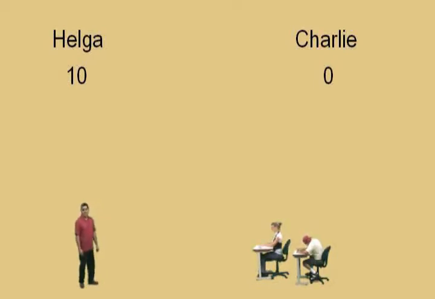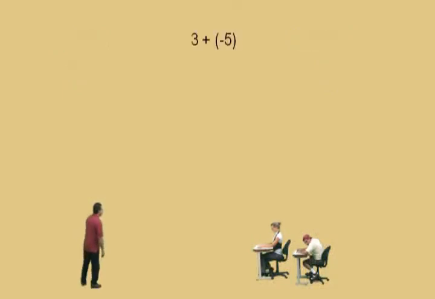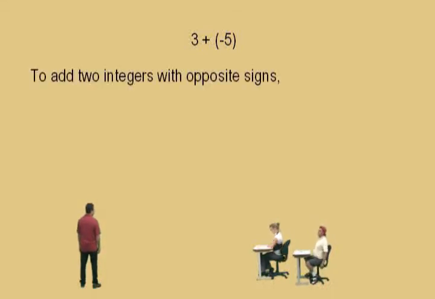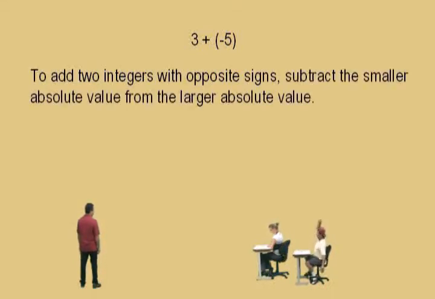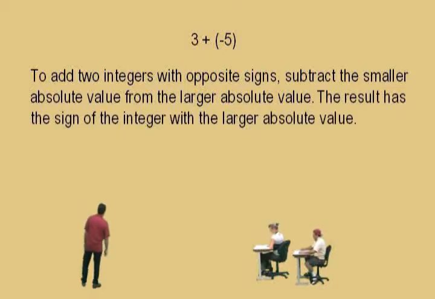Okay, second question. Here we go. Helga, you have the honors since you're in the lead. Here we have the sum of 3 and a negative 5. Go ahead and explain your approach, Helga. Thank you, Professor. To add 2 integers with opposite signs, subtract the smaller absolute value from the larger absolute value. The result has the sign of the integer with the larger absolute value.